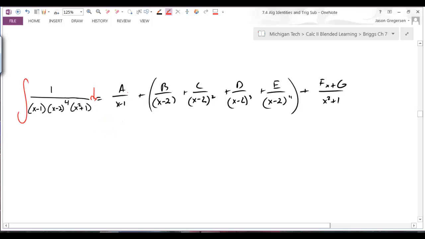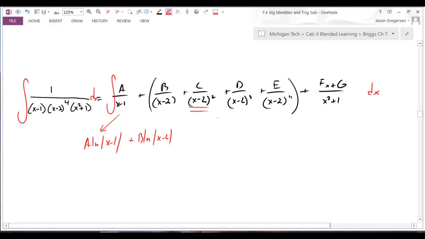And we say, great, we can do the decomposition, so now we just get the integral of all these. What's the integral of the first one? A times natural log of x minus 1. Okay, I can do that for this one too. B times the natural log of x minus 2. Ooh, what about this one? No, natural log is for 1 over x, not for 1 over x squared.